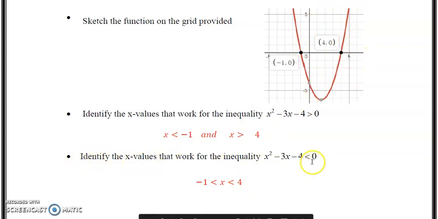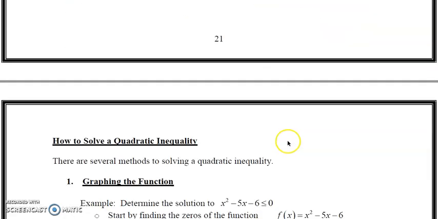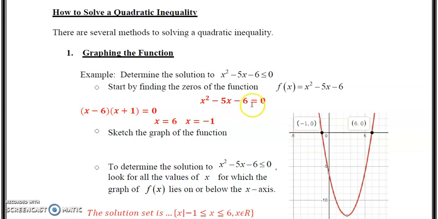And it says identify the same inequality, only now we have it less than 0. So that's when the y value is less than 0. So right here, this part, between negative 1 and 4. So all the values of x between negative 1 and 4 satisfy this inequality. I will show you how to do a test point on that a little later on when we're doing one of our methods, on how to solve a quadratic inequality.